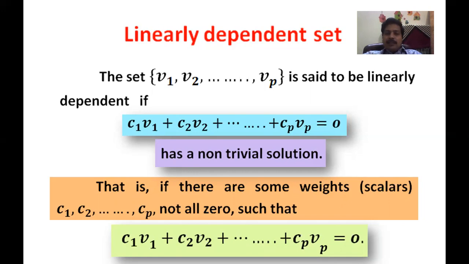Otherwise, if we can't find any such non-zero set, then we can say that the set is linearly independent. Whenever the set is linearly independent, there must be only the zero solution for the equation c1 v1 plus c2 v2 and so on cp vp is equal to 0, the zero vector.